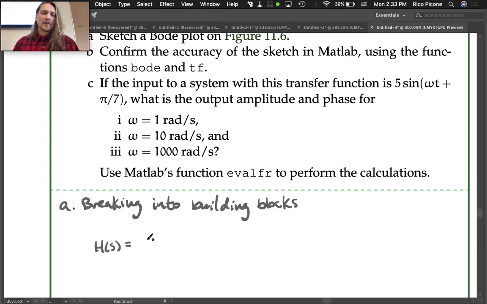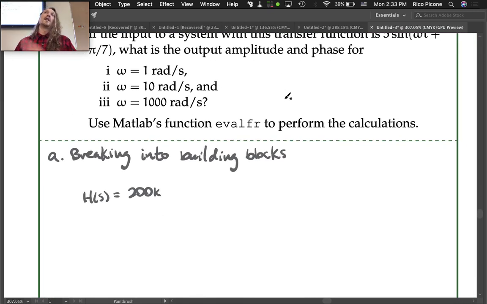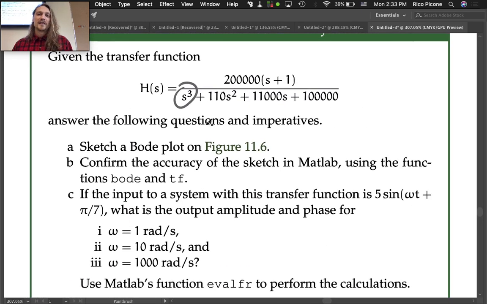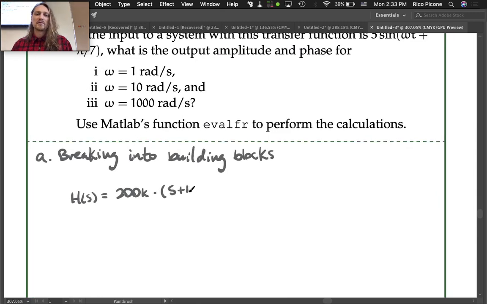So that constant was like 200,000, right? I'm going to put 200K because I don't want to write all the zeros. It's harder to see. So 200K, and that's a constant. That's one of our building blocks, a constant, right? So we'll just leave that by itself. Times another one of our building blocks, a real zero, right? So s plus 1, that's a real zero up there. What's the zero corresponding to that term? -1. That's real, and it's a zero. It's a real zero.